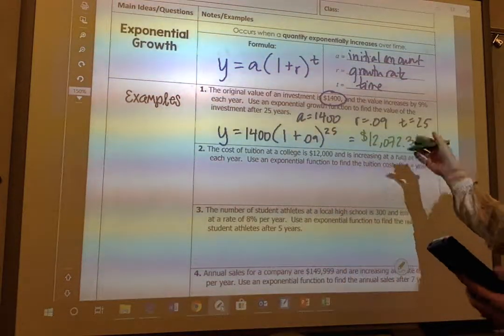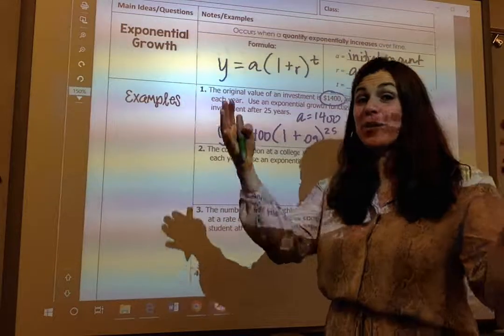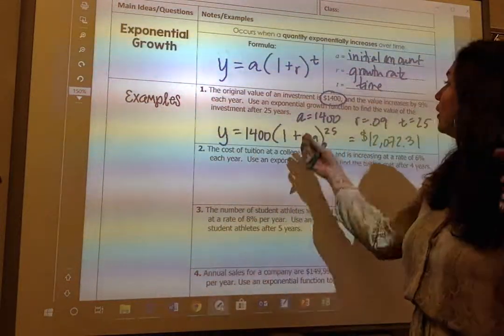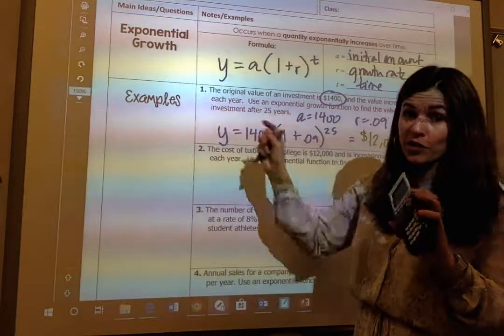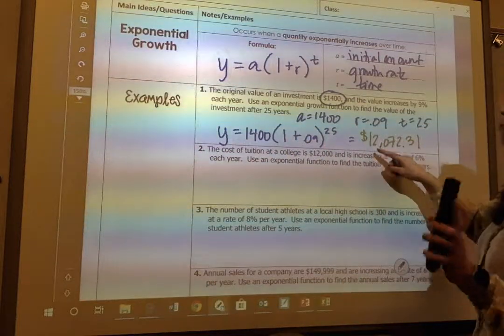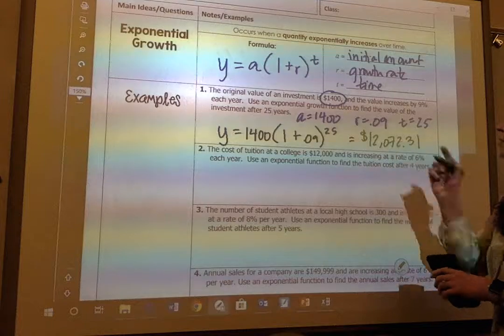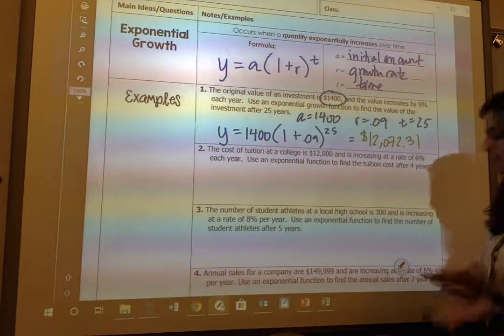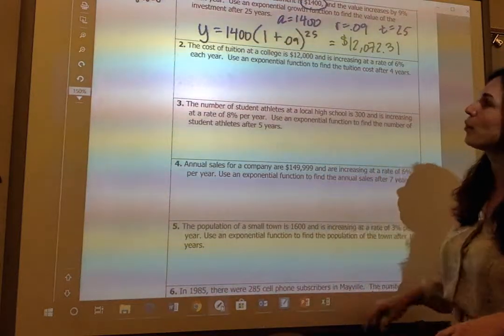And so my answer here is going to be in a full sentence. After, so my initial investment, $1,400. So fathom this. If you have a savings account right now, and you put $1,400 in, and the value increases by 9% each year. Good luck. If you find one, let me know. But if you put that in, after 25 years, you not touching it, your value would increase to $12,072.31. Okay? All right, let's look at number 3.